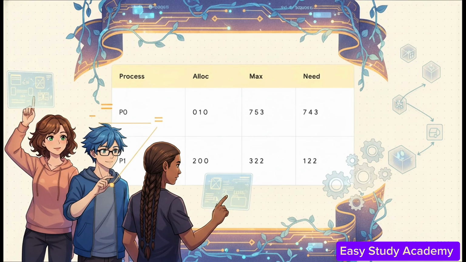Now, calculating the need matrix is always your first step. And it's simple. You just subtract the allocation values from the max values. So if we look at P0, a max of 753 minus an allocation of 010 gives us a need of 743. Once you've mapped out that need matrix, you just simulate granting those resources using your available vector to find a safe sequence so all the processes can actually finish.